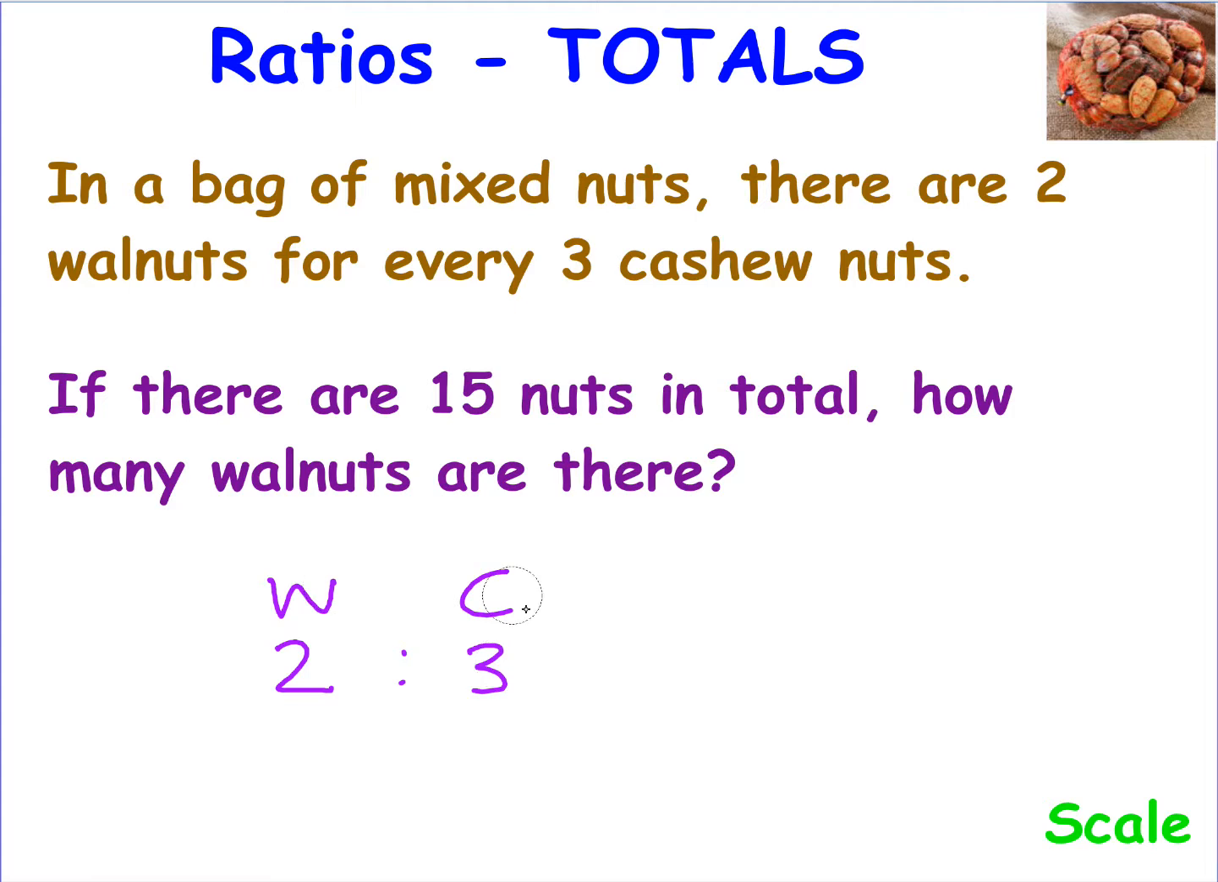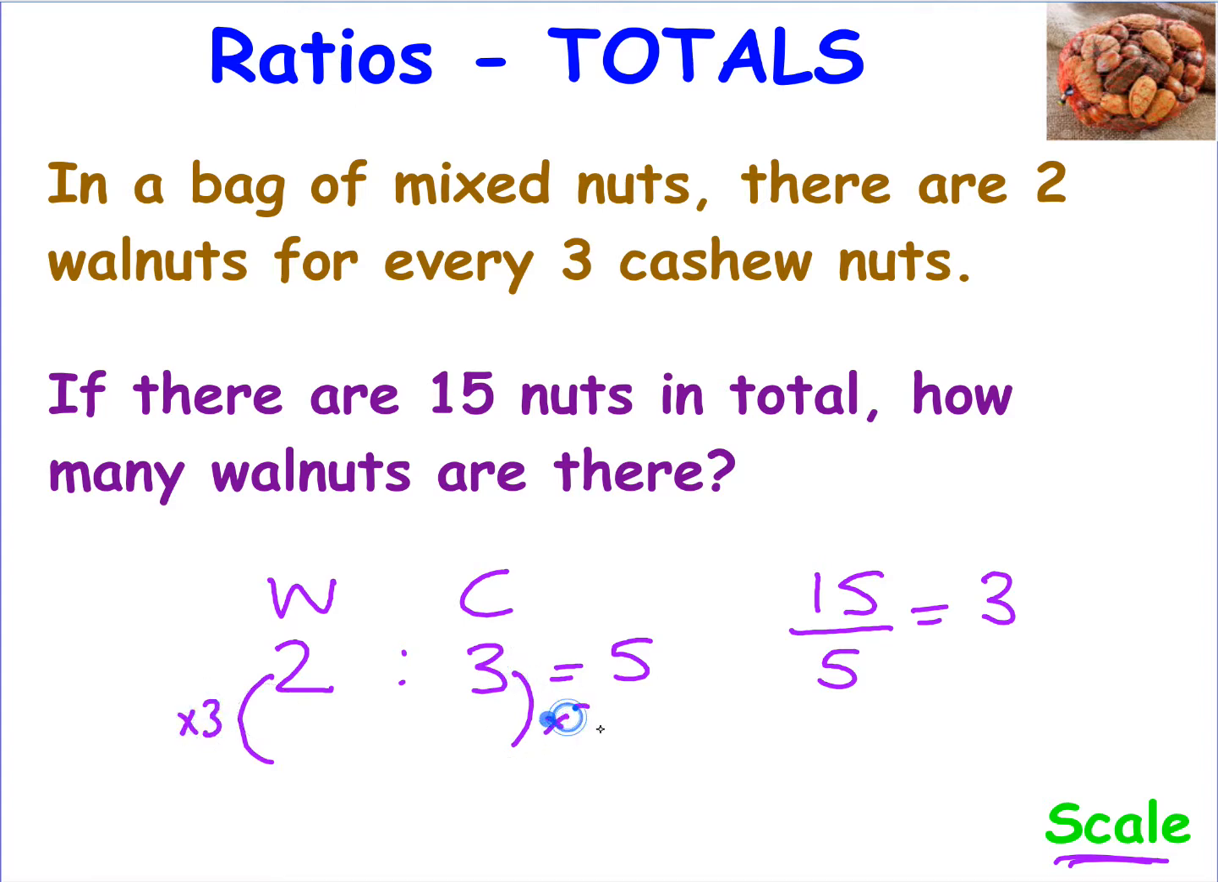If there are 15 nuts in total, so the 15 isn't all walnuts or all cashews, it's over here as a total, we need to work out the total number of parts, which is 5. To find our scale, divide our total by the total number of parts, giving us 3 as our scale. Go back to your strapline for your ratio and multiply each side by 3. So 2 times 3 is 6, 3 times 3 is 9. So to answer our question, how many walnuts are there? Under walnuts, we've got 6. Did you follow that and get that correct?